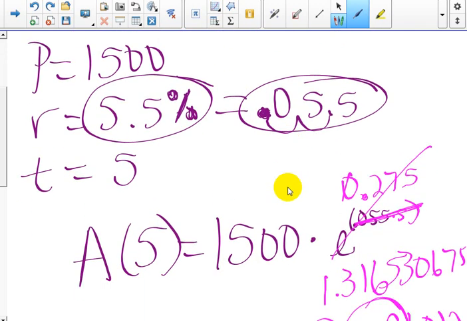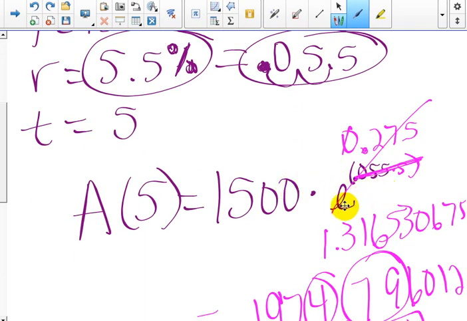All right, now someone asked me how did I get this 1.316530675. Okay, so let's, and guys, we're into today's lesson, so I got to go pretty fast here. All right, so did you calculate 0.055 times 5? Did you do that? Oh yeah, I got 0.275. Okay, now type e to the 0.275.